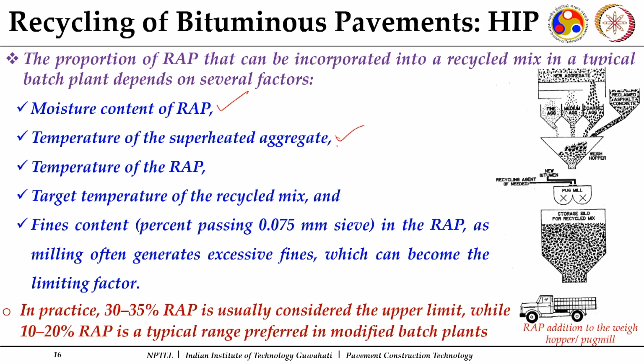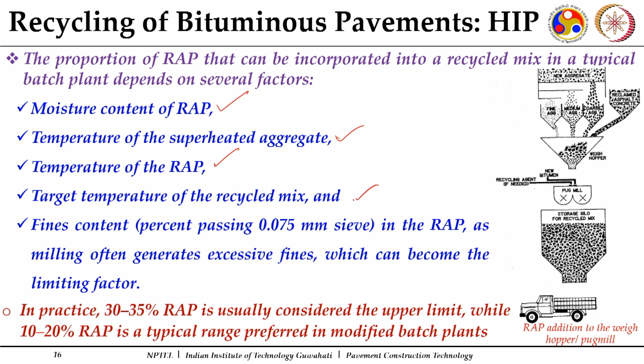Temperature of the superheated aggregates: there is also a limit up to what temperatures the natural aggregates can be heated. Because if a higher percentage of RAP has to be introduced, then we need to heat the remaining percentage of aggregates to a higher temperature. So, this is also an important aspect, up to how much temperature the virgin aggregates can be heated. Temperature of the RAP is another concern, because is it at ambient temperature, or is it a very cold season, when the temperature of the RAP may be quite low.